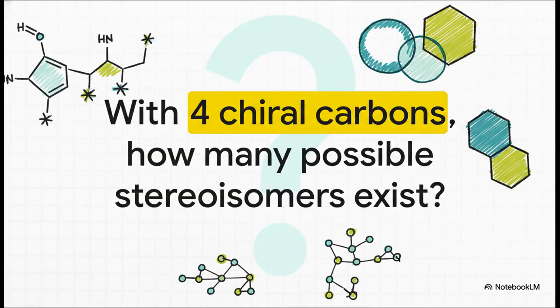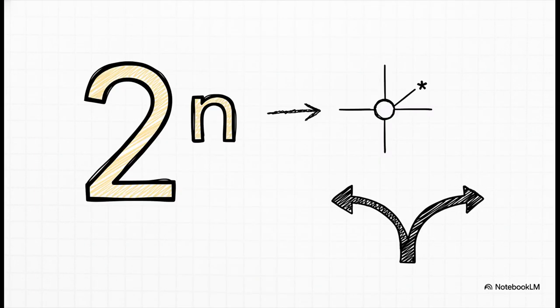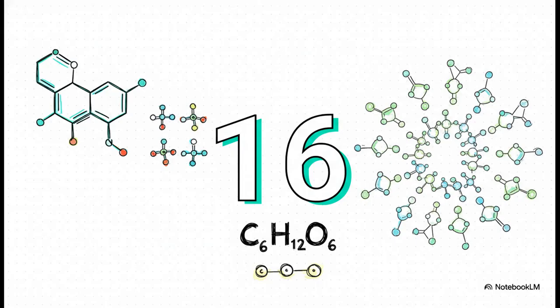So, this naturally leads to a really fascinating question. We've just seen that flipping one chiral carbon creates a whole new molecule. Well, glucose doesn't just have one, it has 4 of these chiral carbons. So just how many different versions of this molecule are even possible? Well, luckily, there's a really simple formula for this. You just take 2 to the power of n, where n is the number of chiral carbons in the molecule. So for glucose, with its 4 chiral carbons, that means there are 16 possible stereoisomers. That is 16 totally different molecules, all with the exact same C6H12O6 formula.